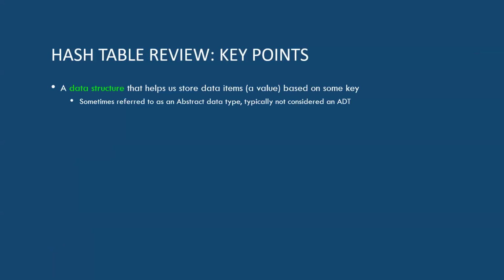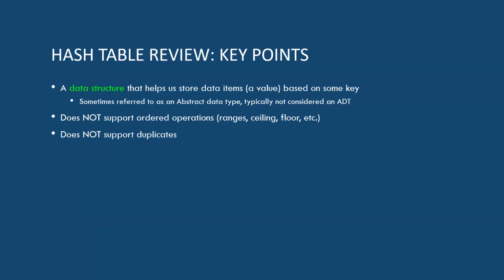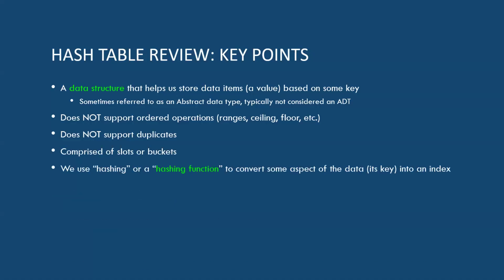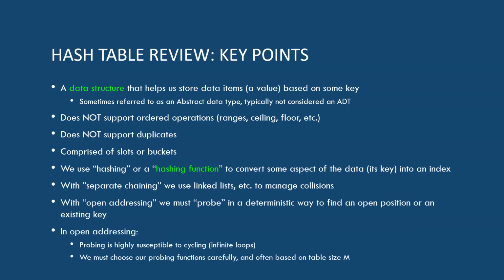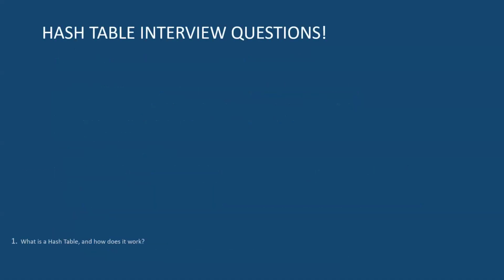Last few reminders: our hash table is a data structure. It does not support ordered operations. It does not support duplicates, and is comprised of slots or buckets. We use a hashing function to crunch our key into some kind of index. Separate chaining and open addressing are our 2 primary approaches. And if we're doing open addressing, we need to worry about cycling to avoid infinite loops. And I think that's it.